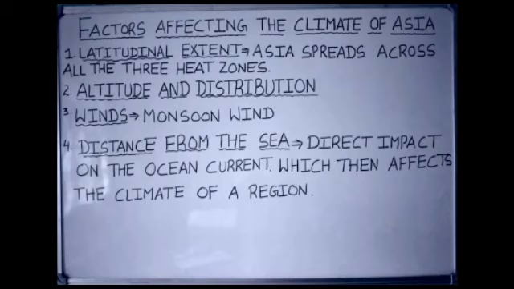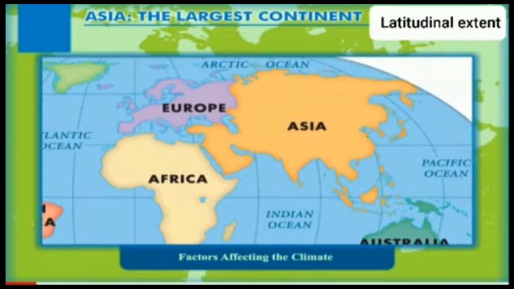Number one, latitudinal extent. Number two, altitude and distribution. Number three, wind. And number four, distance from the sea. So dear student, as I explain this topic, please refer to your textbook on page 71. So let's discuss the latitudinal extent.